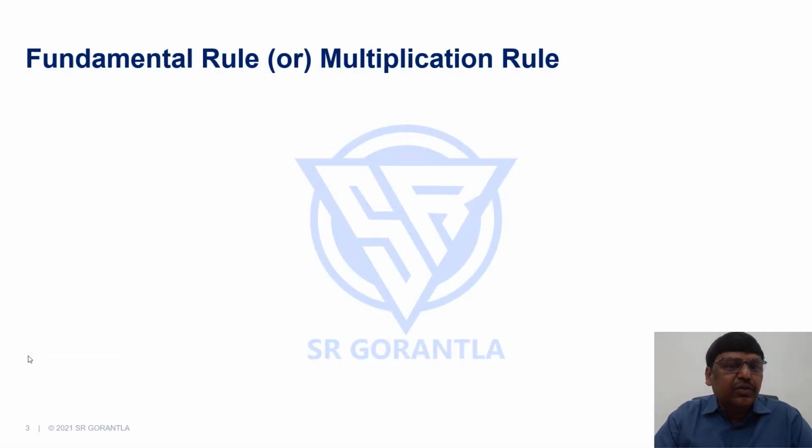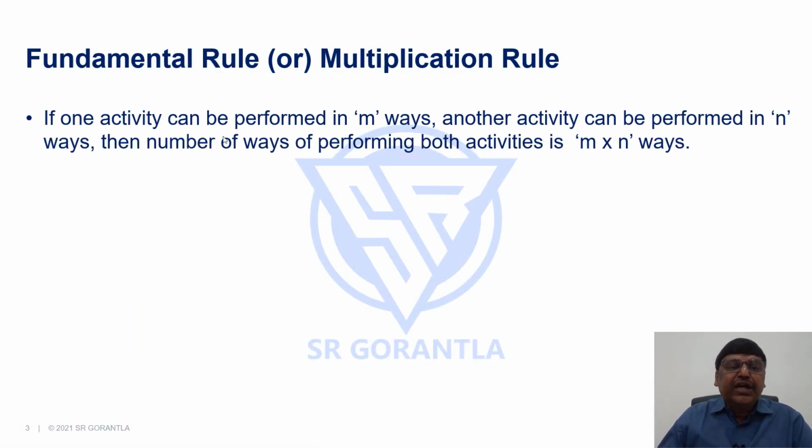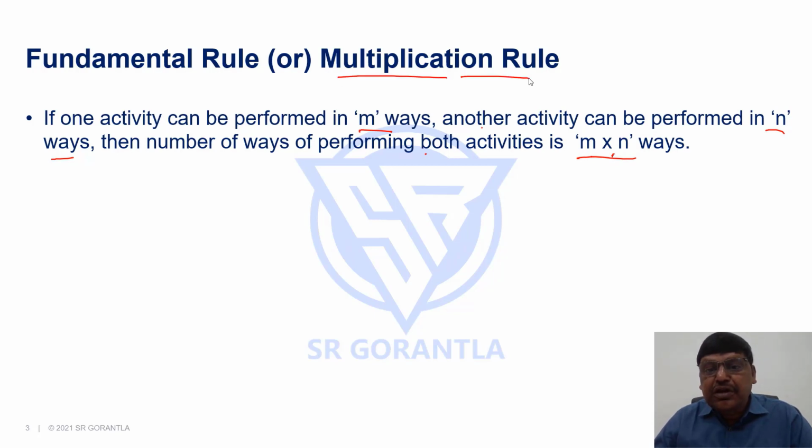What is this fundamental rule? If one activity can be performed in m ways, another activity can be performed in n ways, then the number of ways of performing both activities is m into n ways, the product. That's why this is called the multiplication rule.